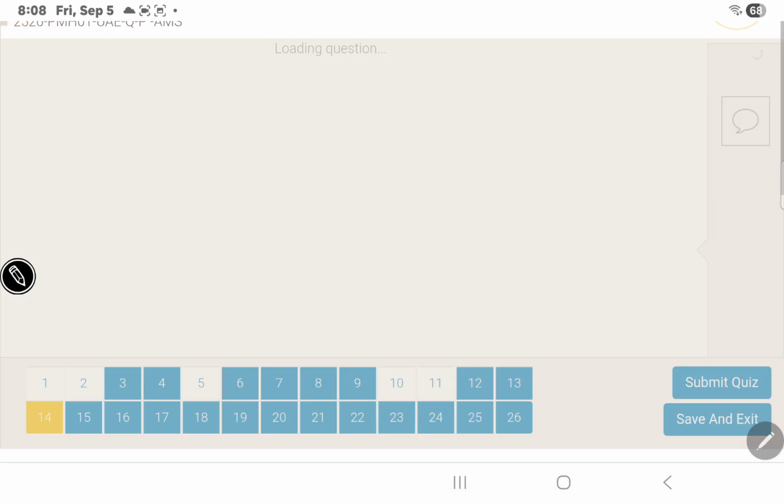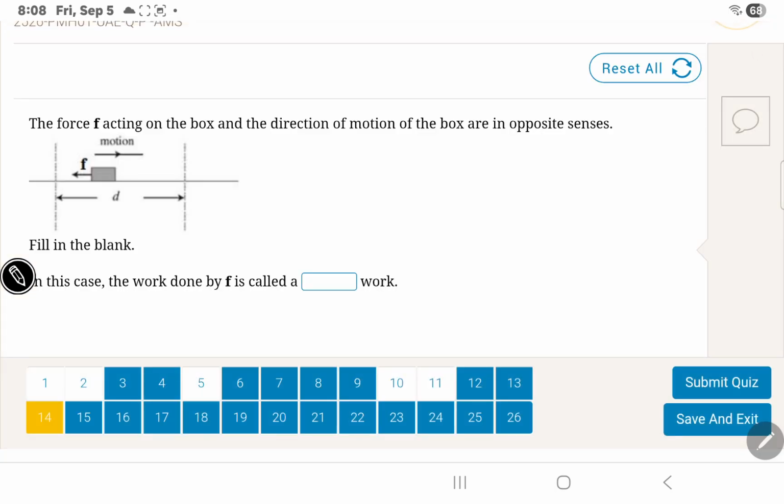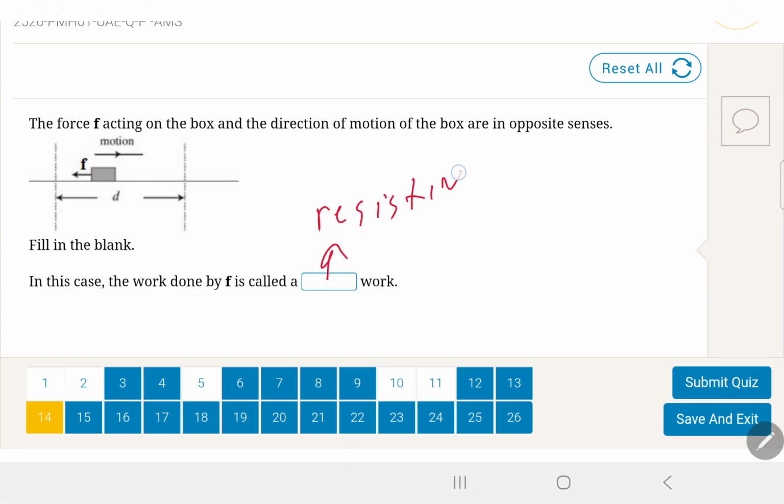Question 14. The force F acting on the box and the direction of motion of the box are in opposite senses. In this case, the work done by F is called resistive. So here we write resistive because the direction of motion is opposite to the direction of the force.